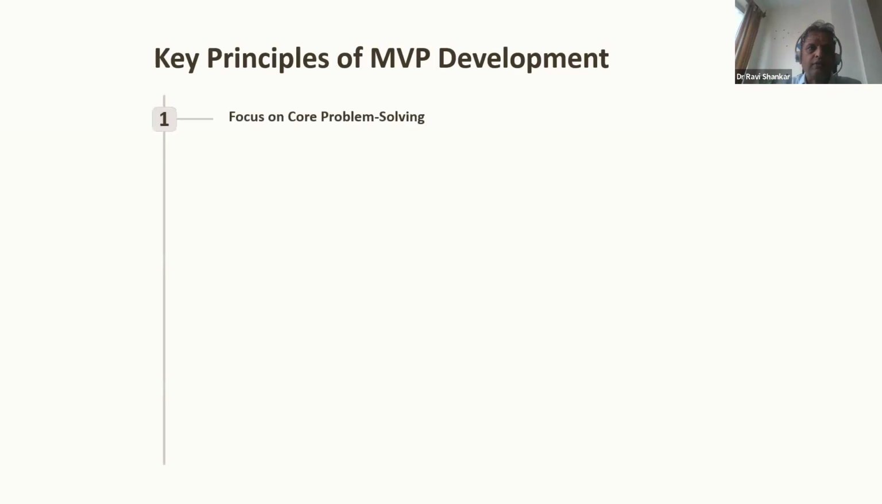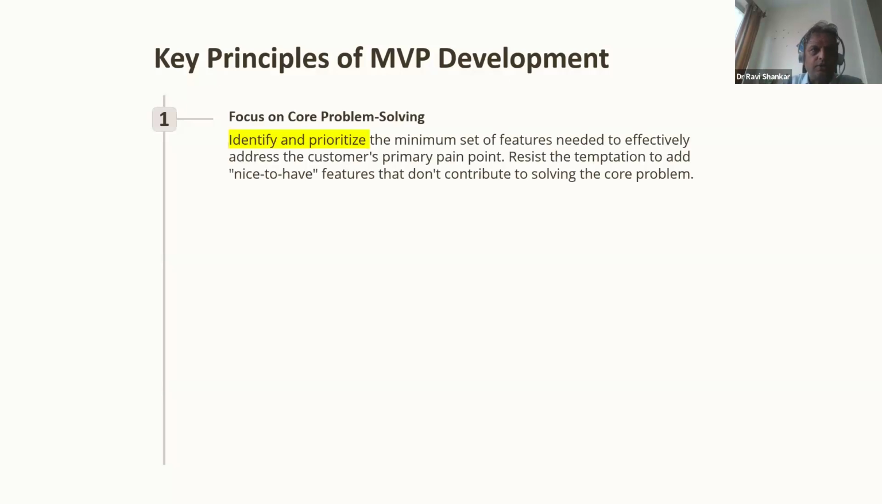First one is focusing on the core problem solving. Essentially, startups or businesses are there to solve problems, and problems that are genuine and real. So as long as you focus on the genuine core problem solving, I think that's the way to start your MVP development process. So when I say solving core problems, it is about identifying and prioritizing, right? That minimum set of essential features. Identify and then prioritize, because you have limited resources.